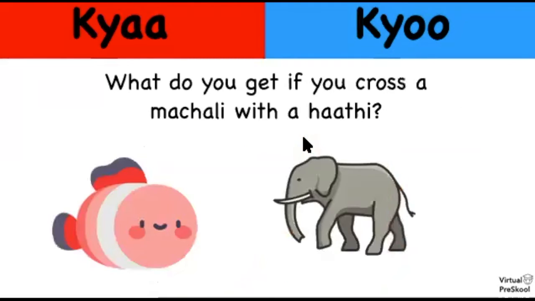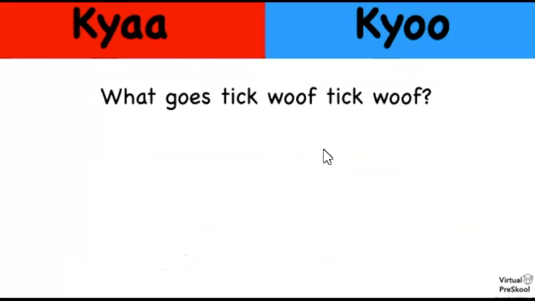All right, next one. What do you get if you cross a machli with a hathi? Is it a kyun or a kyaa question? It's a kyaa question, right? Because it's a what question. And what's the answer to the riddle? Well, what does machli mean? Fish. And what does hathi mean? Elephant. So what do you get when you cross a machli with a hathi? You get swimming trunks.